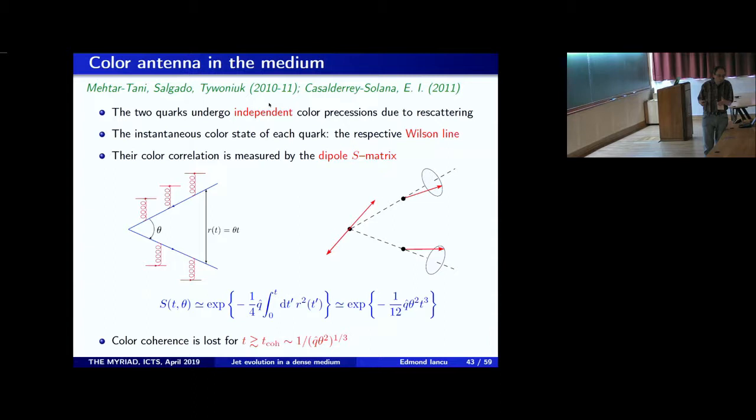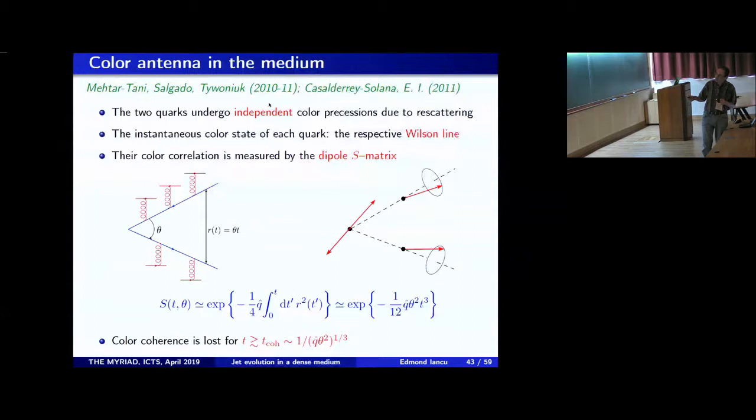We would like to understand: does this antenna remain in a color singlet state in spite of the scattering or not? And the answer is, of course, it does not. Eventually, the color coherence will die out because of the scattering. And to find out how fast it dies out, it's good enough to compute this dipole S matrix, which measures the correlation. So I try to show here the evolution of the color vector.